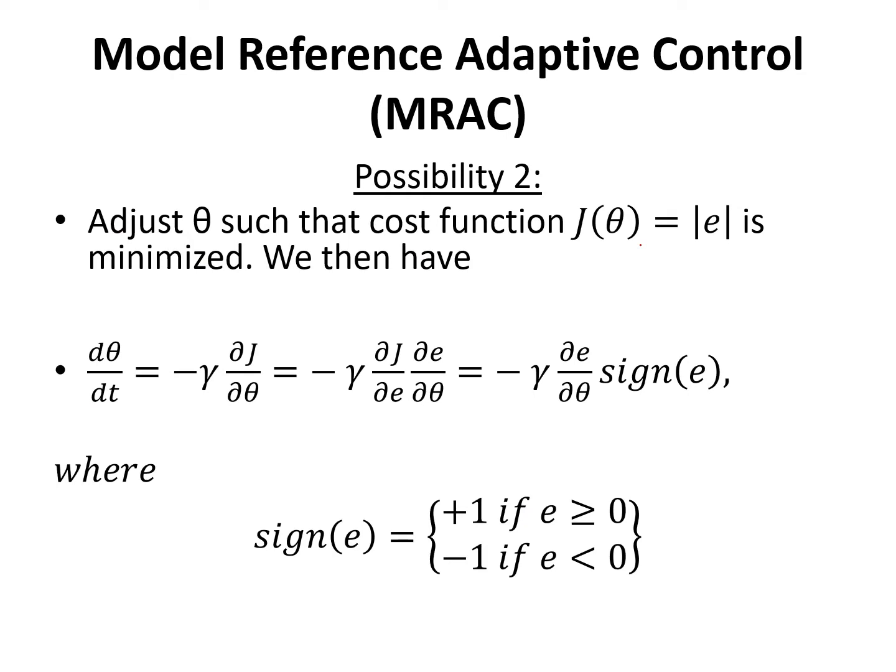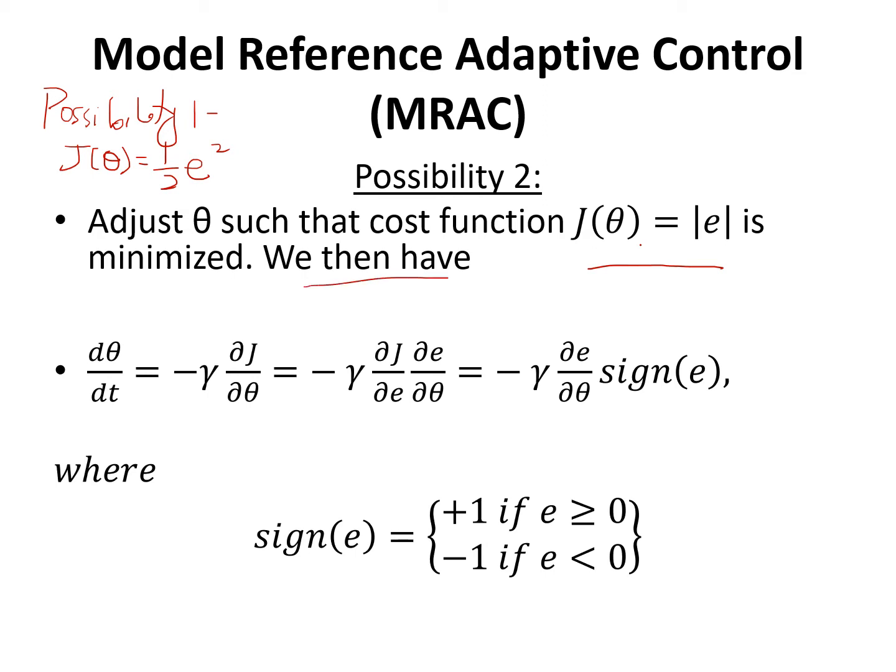In possibility 1, we choose J(theta) equal to 1 over 2 error squared. But in possibility 2, we will adjust theta such that the cost function J(theta) is equal to the modulus of the error, and this function we have to minimize.